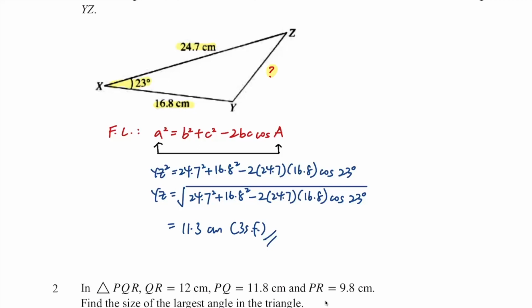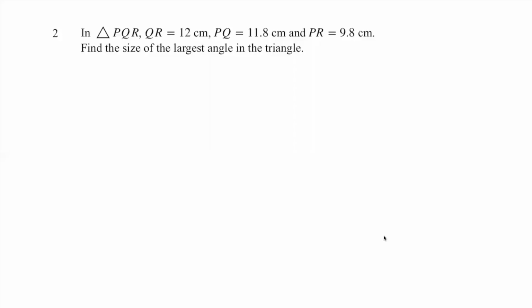I'm just going to pause here for a while, give you all some time to digest this. More importantly, know how I identify when to use cosine rule and how I actually use the cosine rule formula. All right, since everyone's okay, let's move on to worked example 2.